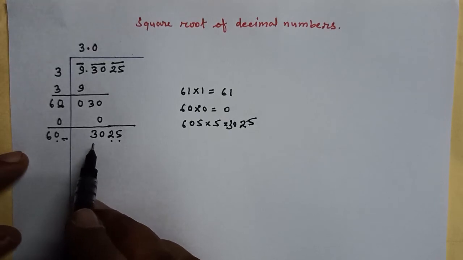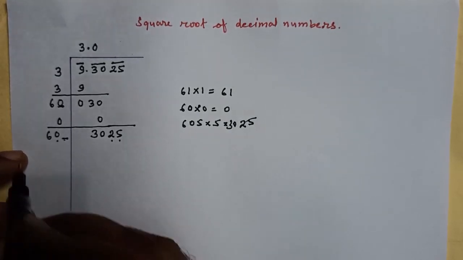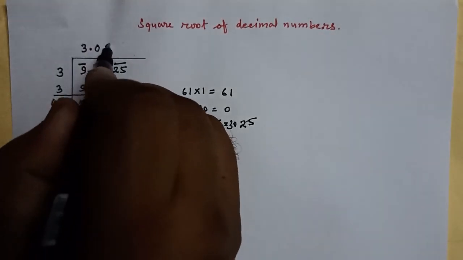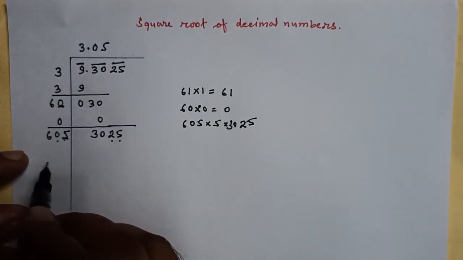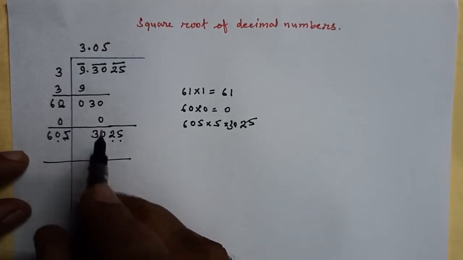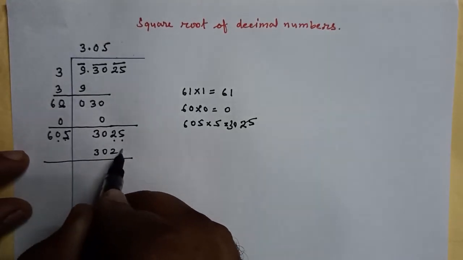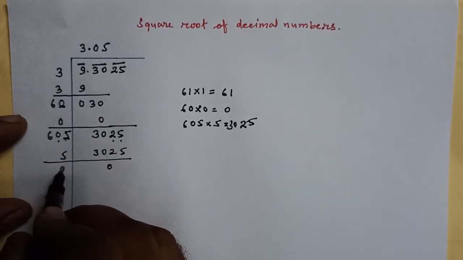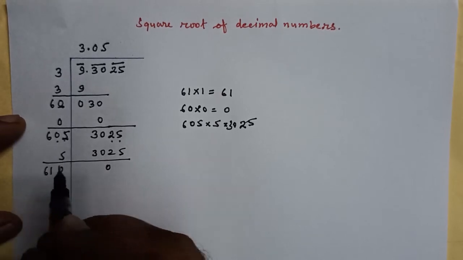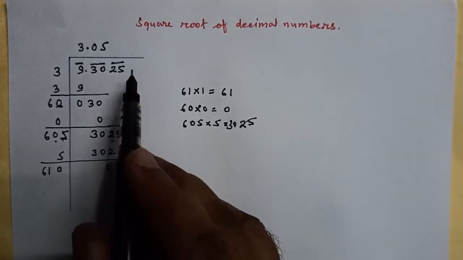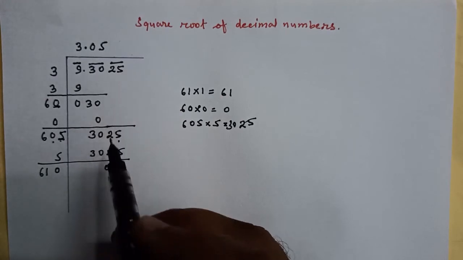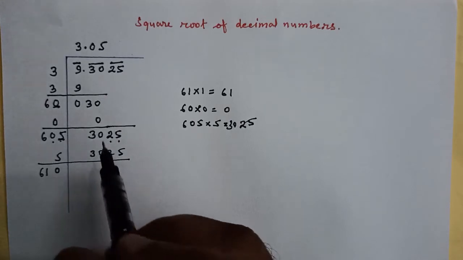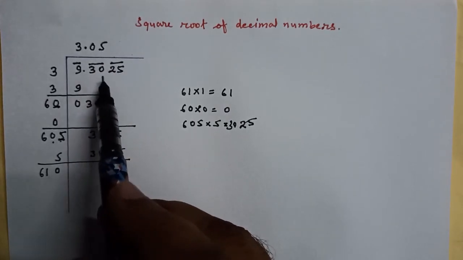3025 is equal to the dividend. So 5 goes in the quotient place. 605 multiplied by 5 is 3025. Remainder is 0. No bar is left, and the remainder is 0. So, the quotient is the square root of the given number.